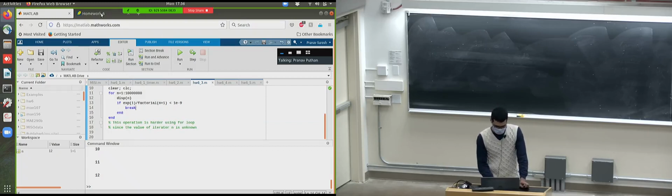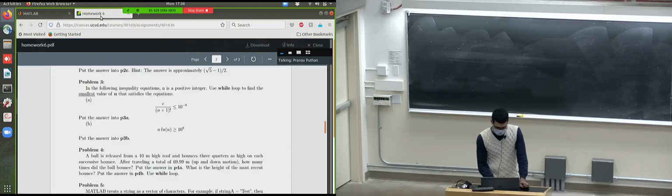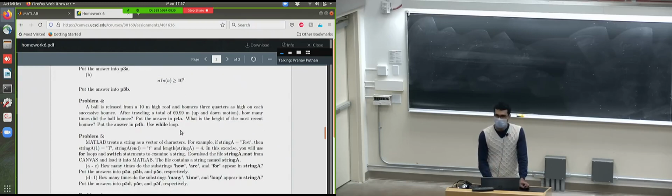So in homework 6, problem 3, whenever there's a condition to be checked over a value of n, you always use a while loop, because implementing a for loop is going to have an if statement and a break statement inside. Okay, so problem 4. Problem 4 is slightly harder, so I'm going to go ahead and explain that.